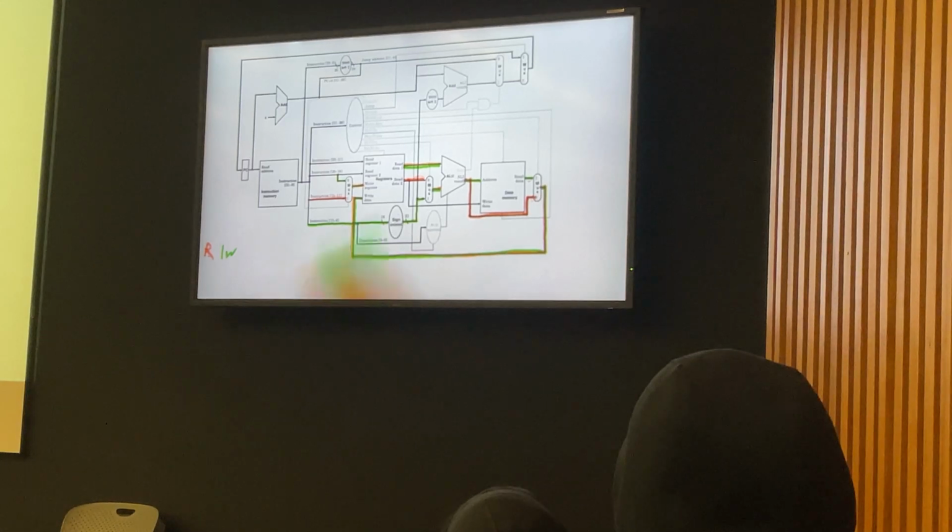Store word, the first part of store word is the exact same as the first part of load word because it's still computing the address. So store word, actually I'm going to do store word last because I don't know how many colors I have. So next let's do the jump.